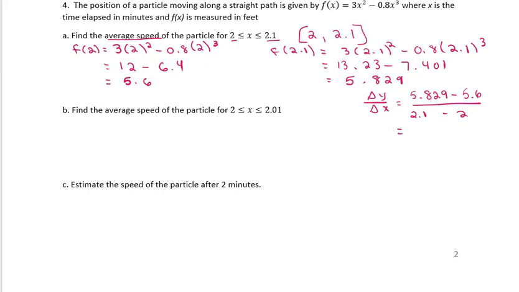And if we solve it down, it looks like that will be 0.229 all over 0.1, which gives us an approximate rate of change of 2.29. Now remember, it was in feet per minute. So let's go ahead and put our units on because we were given our units.